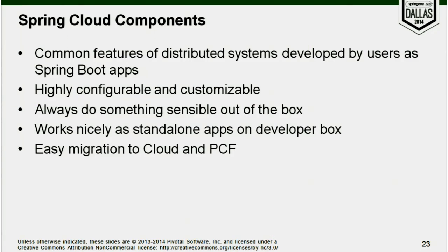So for want of a better umbrella term for those things that I just showed you, those were, I don't know, maybe 3 or 4 of the cloud components that we've been working on, Spencer and I. So the idea then, to recap, is that we've identified some common features of distributed systems. They're boilerplate, and we want developers to be able to build them really simply, just as Spring Boot apps. That means they're configurable, they're customizable, they always do something sensible, convention over configuration, but they're extensible. They have opinions, but they're not going to get in the way if you want to do it your own way.